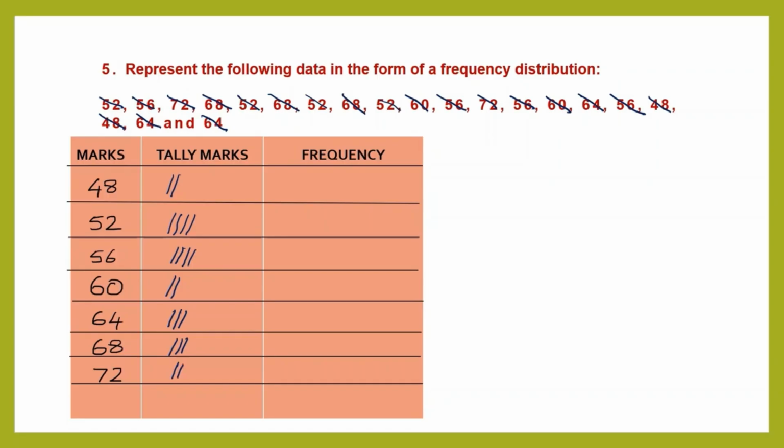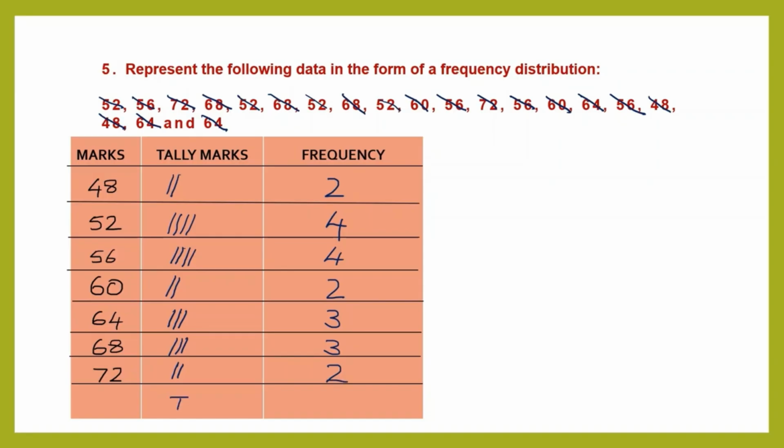Now let's see if we have covered all the numbers. Yes. Now let's count and write the frequency. So 48 occurs 2 times. 52, 1, 2, 3, 4, 4 times. 56, 4 times. 60, 2 times. 64, 3 times. 68, 3 times. And 72, 2 times. So this is the frequency.